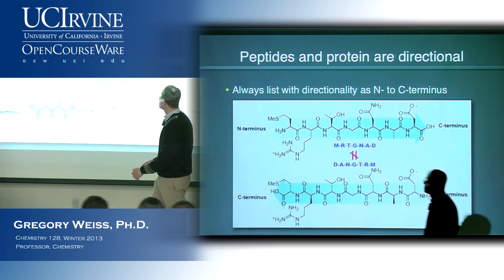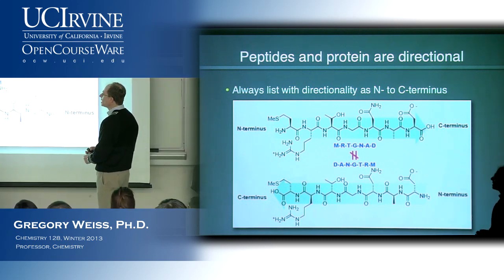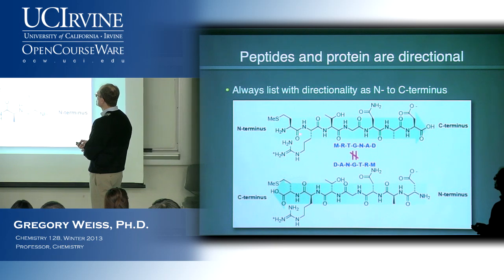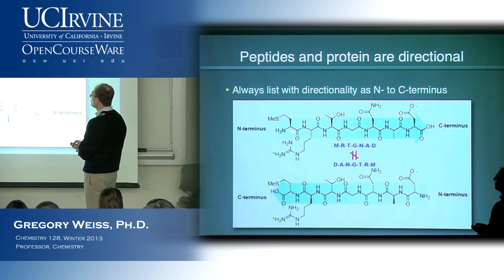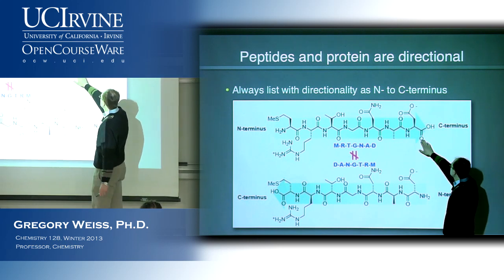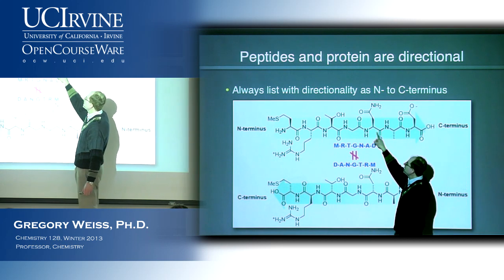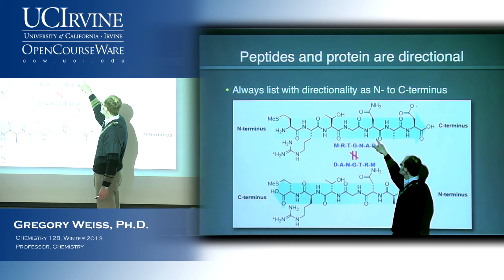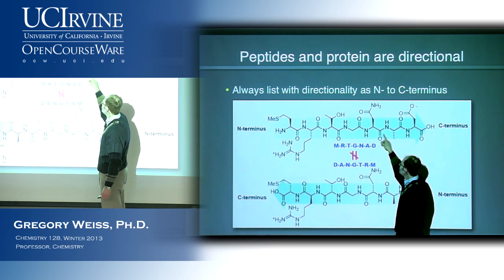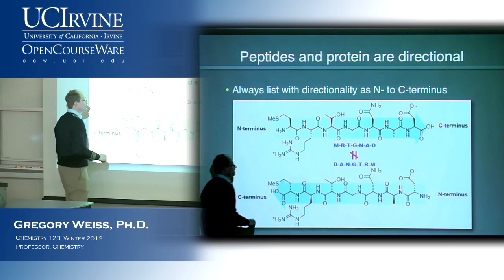Now we have to talk about an important convention in designating these sequences of peptides and proteins. We're always going to list the sequences in order from N-terminus on the left to C-terminus on the right. Notice that the C-terminus is the carboxyl end of the amino acid. So in each case of these amino acids over here, we're going to have the carbonyl or the carboxylate on the right and the amine on the left.